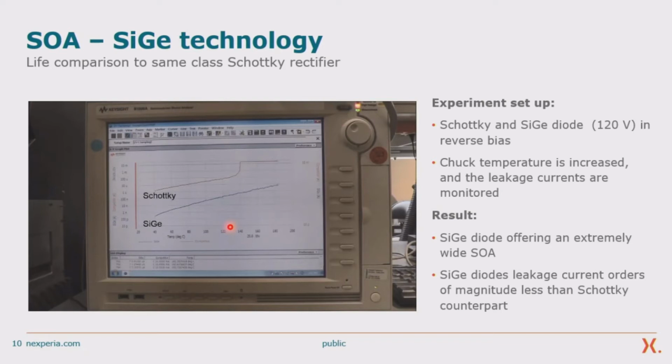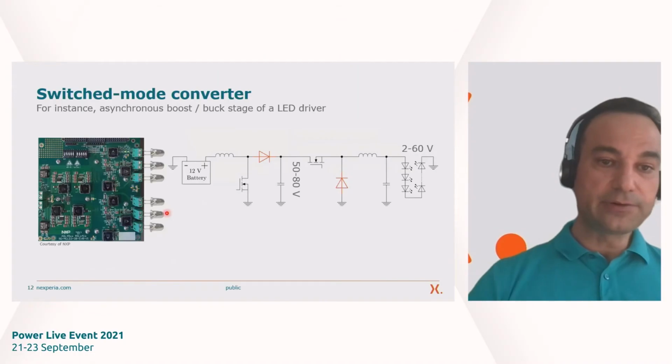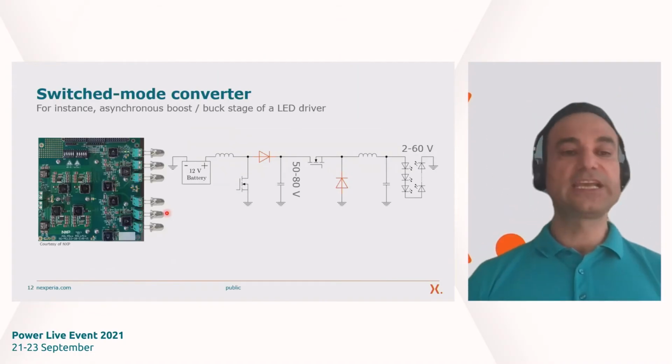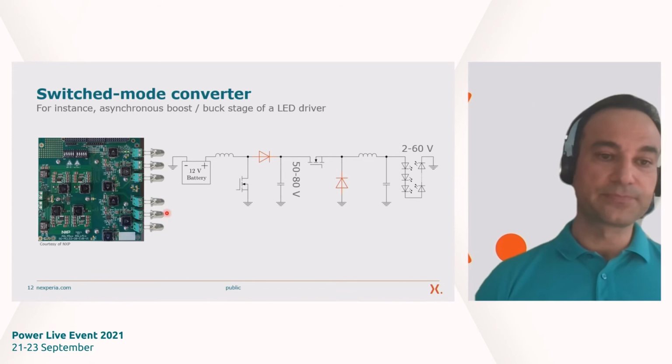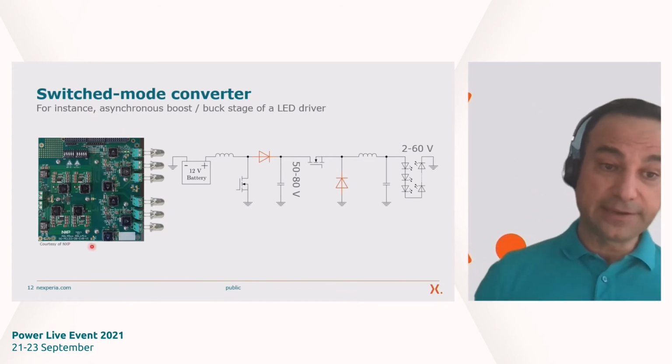Okay, that's it regarding solenoid drivers. I would like to continue now with an LED driver as an example for a switch mode converter. And this is an asynchronous LED driver. Again, let's take a look at the schematic first. On the left-hand side, you see an LED driver board from NXP.